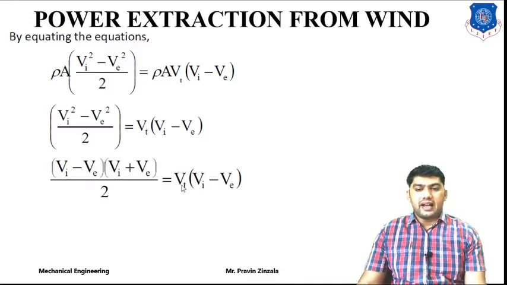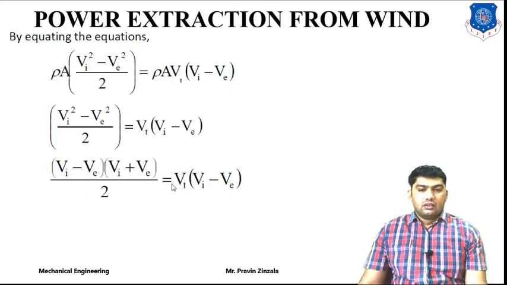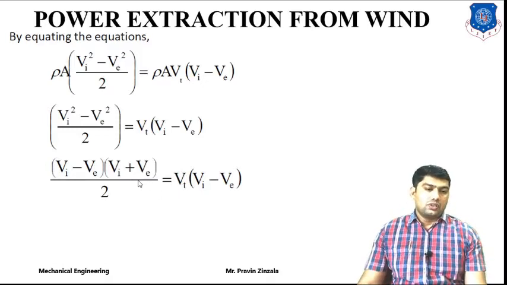So we can write that Vt is equal to (Vi plus V) by 2, or we can say that Vt is equal to the average velocity of the incoming and outgoing side, Vt is equal to Vi plus V divided by 2.